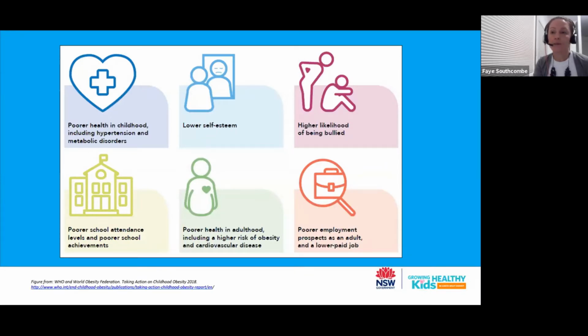All right, so looking at obesity as more than just a physical health issue, here is this lovely slide from the World Health Organization. The impacts of obesity are immediate, but they affect more than just our bodily health. Children affected by obesity definitely have poorer health outcomes in the short, medium and long term. They are also affected by lower levels of self-esteem, have a higher likelihood of being bullied at school, and have poorer school attendance and poorer levels of school achievement.